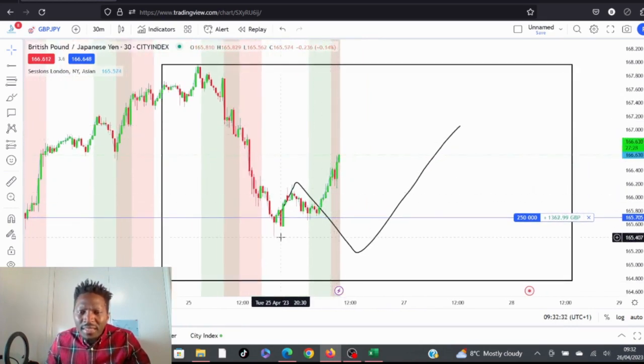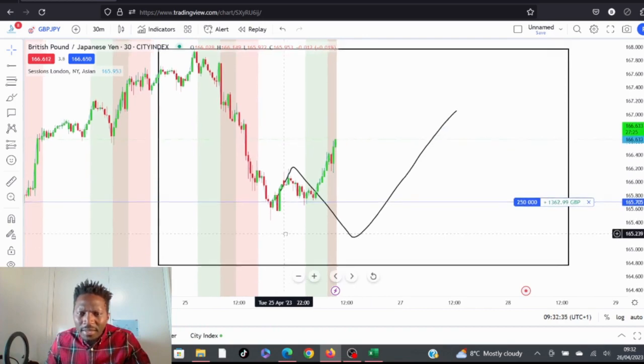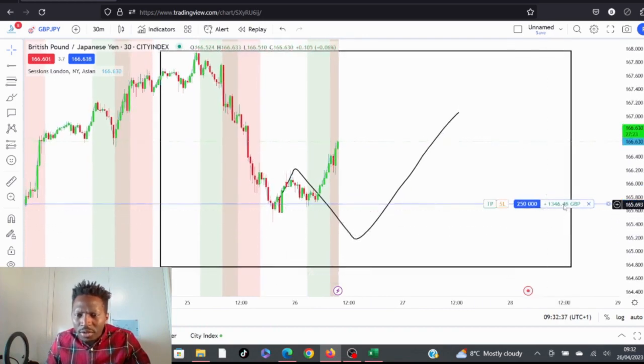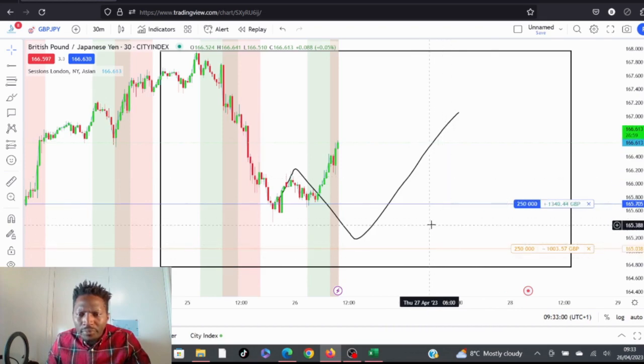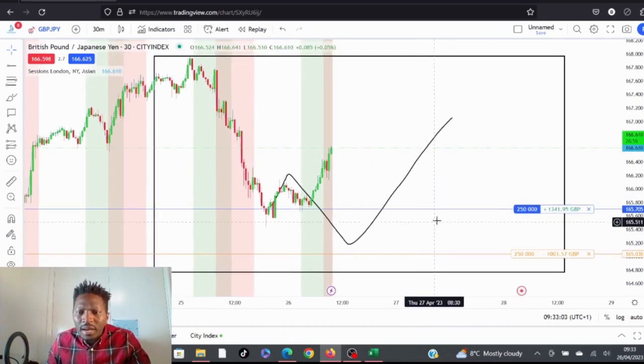So I didn't get the move down, so at this point in time, if I want, I could add a stop loss onto my trade just to protect the position a little bit. So I'm just going to drag down a little bit all the way there. I'd probably put my stop loss somewhere there, at around 1,000. And so obviously now I just have to wait and see how this trade progresses.